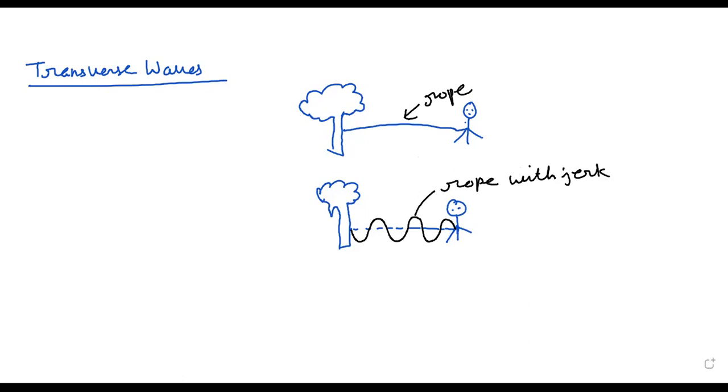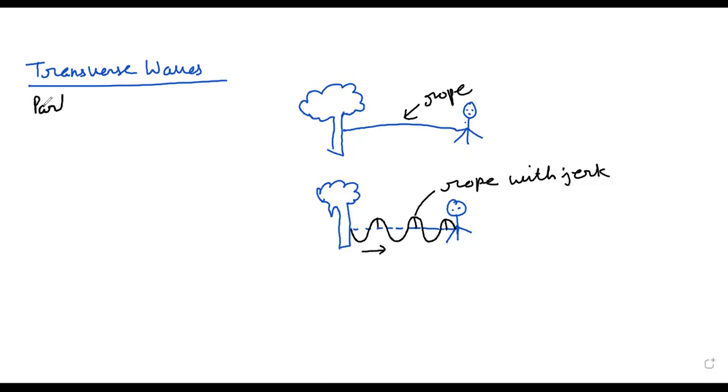Right? The motion of the particle is perpendicular. To which? To the direction of wave. You can see the wave is going this side and the particles are perpendicular to the direction of propagation of the wave. So what is a transverse wave?